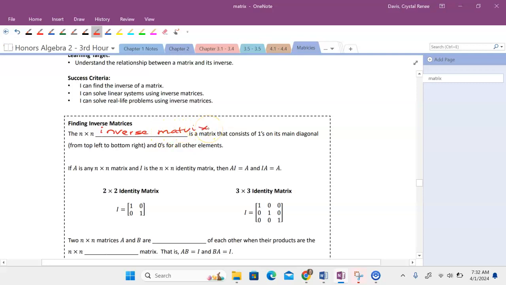is a matrix that consists of ones on its main diagonal and all other elements are zero. Okay, so there's a couple things here. First of all, it has to be an n by n. So a 2 by 2, a 3 by 3, a 4 by 4, it has to have the same number of rows and columns. Okay. And the second part is it only has two numbers. Okay. It's going to have 1 on its diagonal.